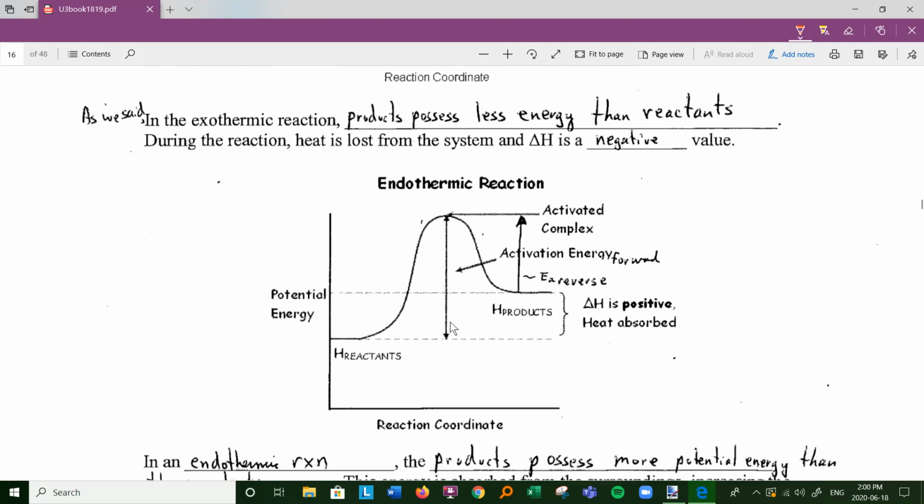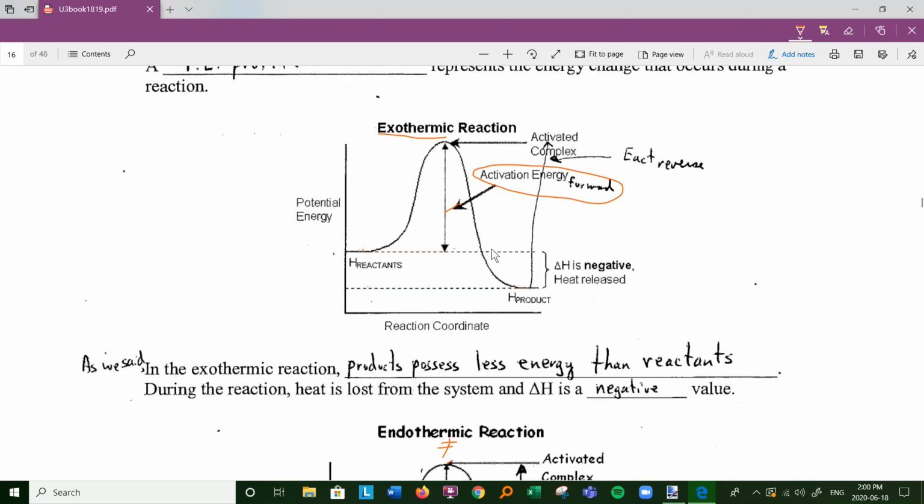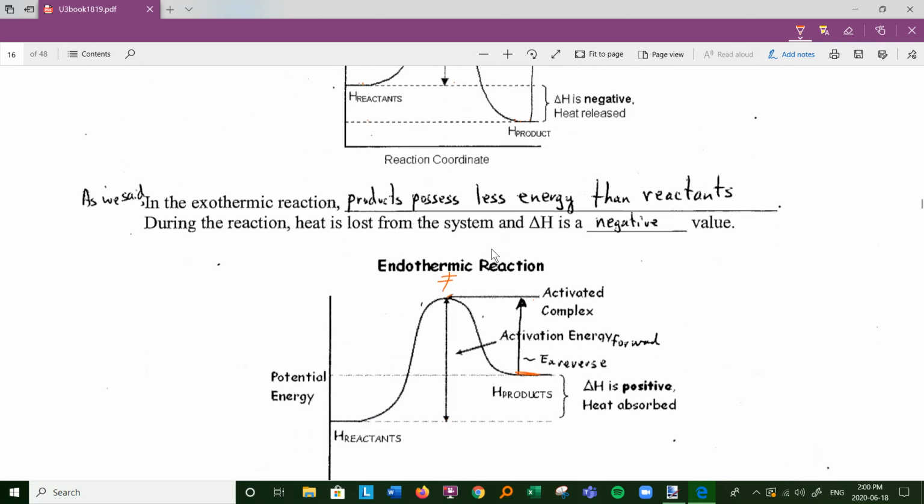Endothermic reaction. There we have the products higher up than the reactants, so delta H is positive. Forward activation energy goes from the reactants to the top of the hill, with the activated complex living at the top of the hill. Products to the top of the hill, that is my reverse activation energy. So in endothermic, reverse activation energy is less than forward activation energy, whereas for exothermic, reverse activation energy is more than forward activation energy.